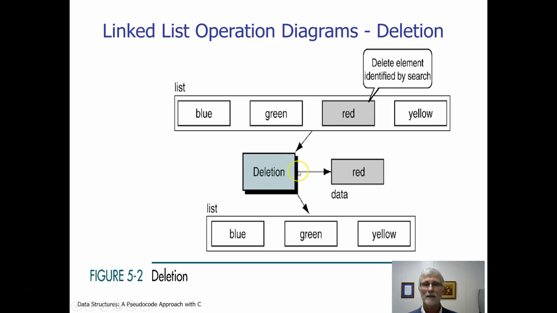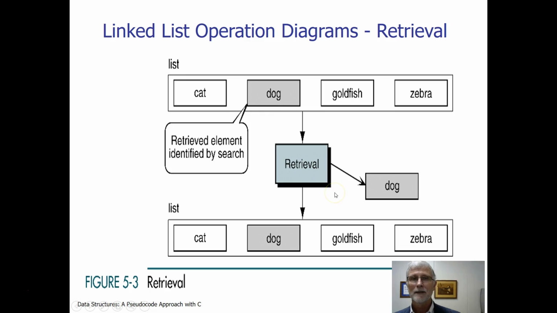If I'm going to delete, here I've got my existing list. I want to take red out of it. What do I have to do? I have to find that identified delete item, delete it, remove it, make modifications of the structure, and go through.